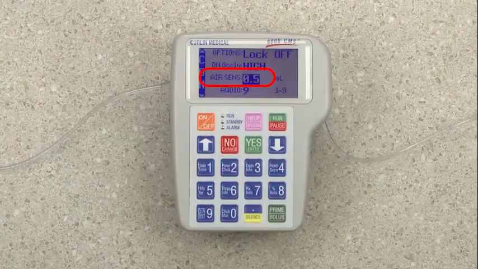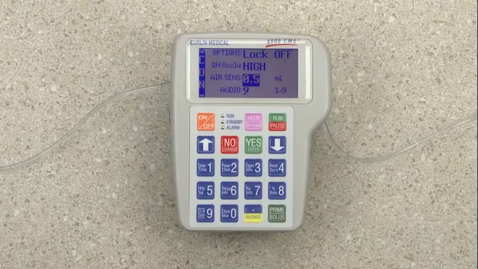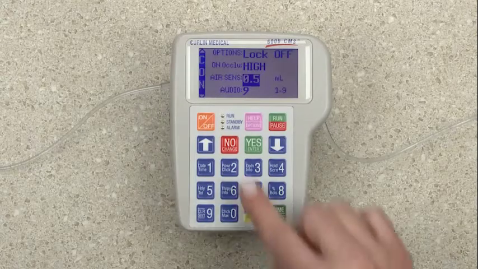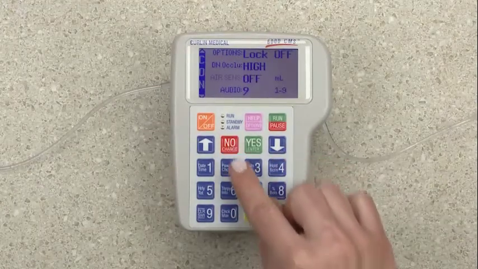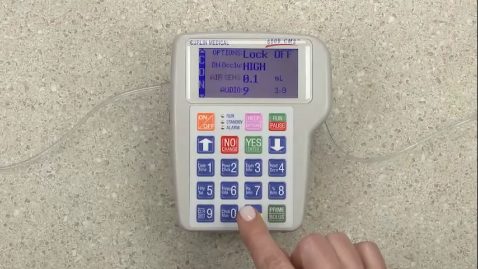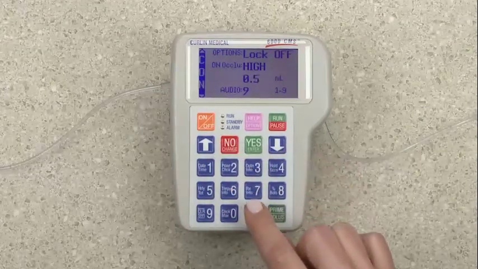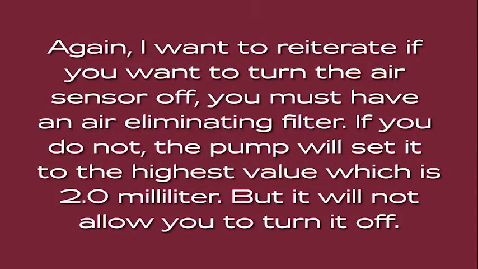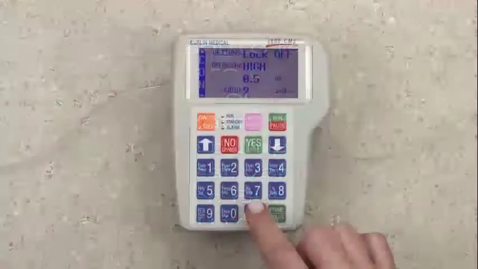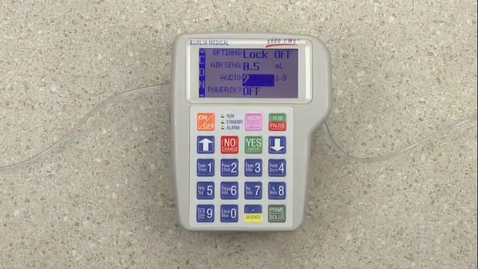Next is the air sensitivity setting. The default value is 0.5 milliliter. Press No and the field changes to 2.0 milliliter. Press No again to change to off. Press No again to change to 0.1 milliliter. Pressing No again toggles back to 0.5 milliliter. Again, I want to reiterate, if you want to turn the air sensor off, you must have an air eliminating filter. If you do not, the pump will set it to the highest value, which is 2.0 milliliter, but it will not allow you to turn it off. Press Yes to 0.5.